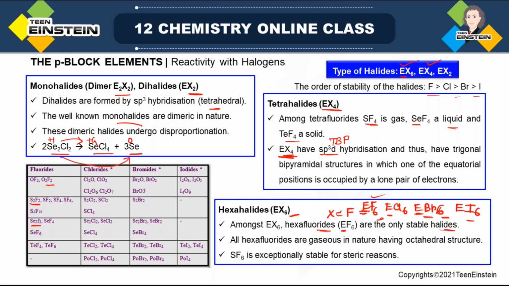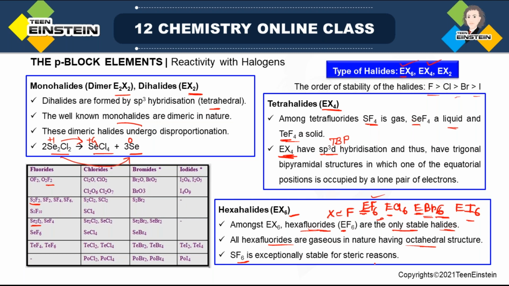Because if the central atom's size is very large, then it can accommodate large atoms like Br minus and I minus. So even if E is very large, suppose E is tellurium, Te, this is still applicable: hexafluorides will be the only stable halides, because though you are increasing the size of the central atom E, this statement is still applicable. All hexafluorides are gaseous in nature and they are octahedral, so you can understand all 6 positions will have atoms; there is no lone pair.